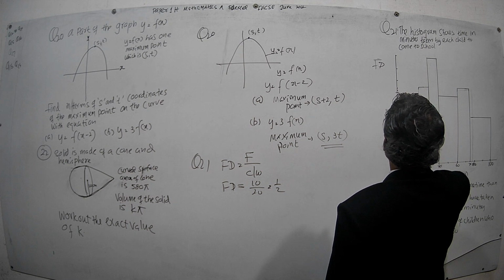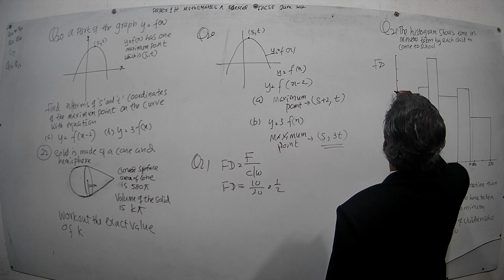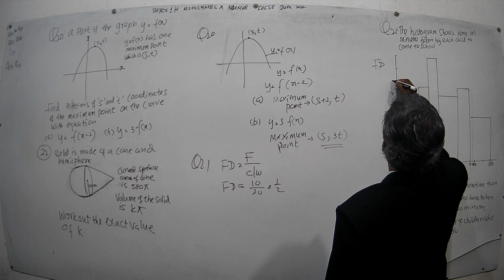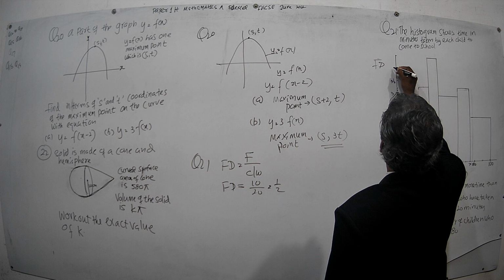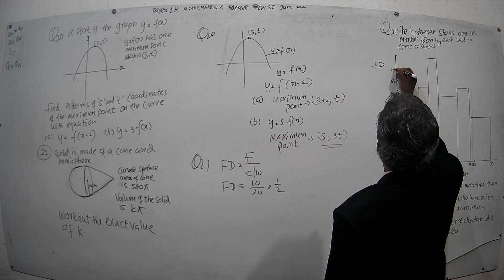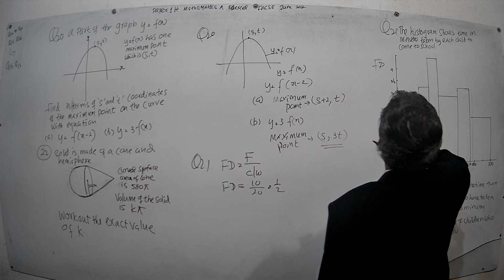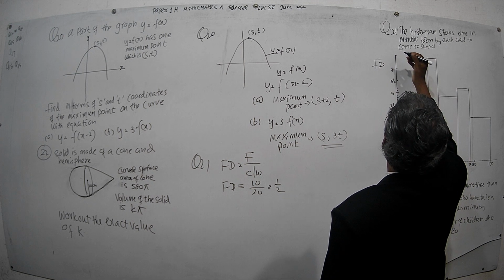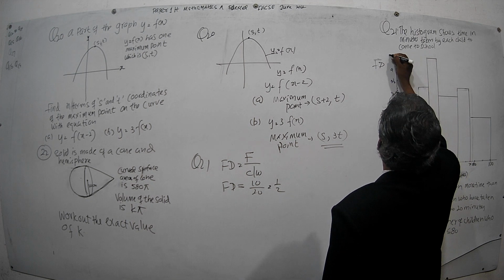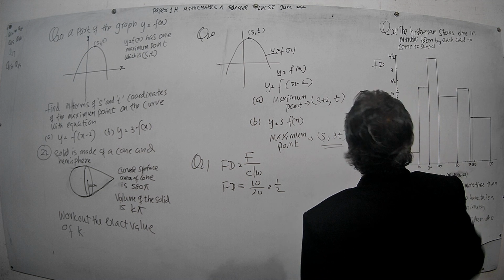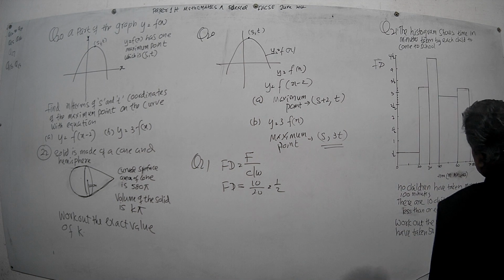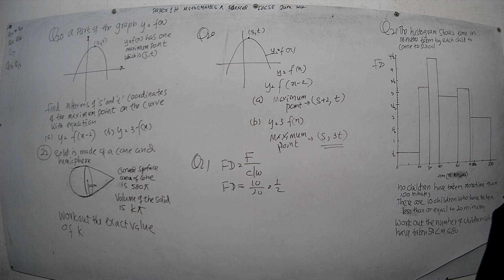This is 1 and a half. This is how much? 2. This is 2 and a half. This is 3, then this is 3 and a half. This is 4, then this is 4 and a half, like that. So that is how we got the scale.